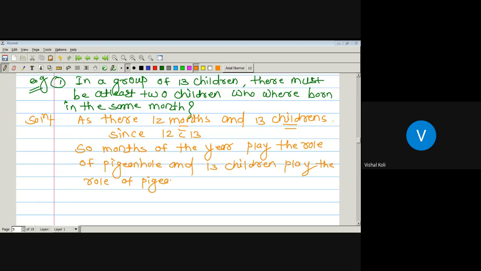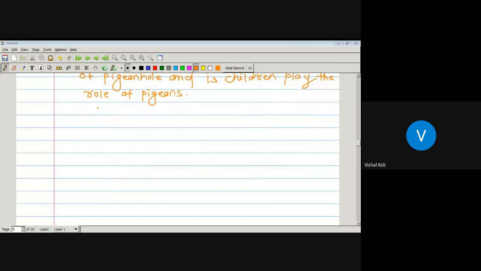Pigeons. As there are 12 months and 13 children, and 12 is less than 13, the number of pigeonholes is less than the number of pigeons. Then by the pigeonhole principle, in a month at least two children should be born.